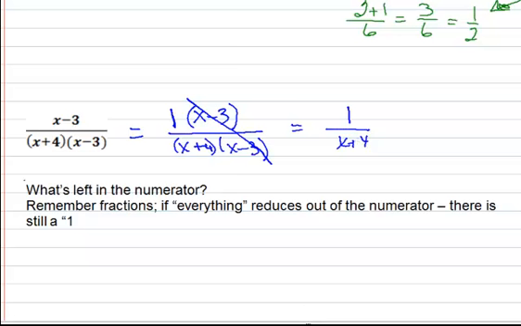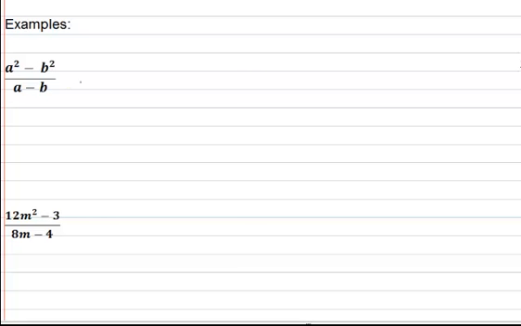We've got to remember this, that if everything reduces out of the numerator, there's still that 1. So keep that in your head. That is one of the common errors, believe it or not, when people start working on this. We start focusing a little too much on the polynomials and forgetting some of the basic fraction rules. So let's do a few examples.